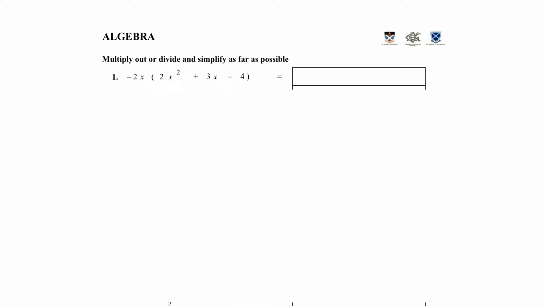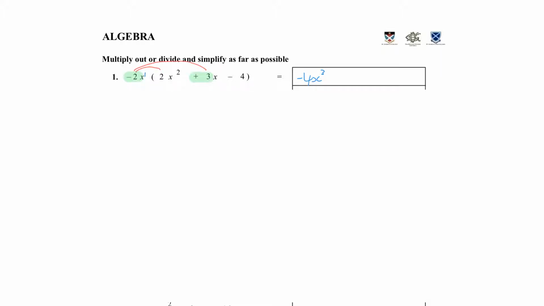And what we have to do here is distribute. So we're saying minus 2x times 2x squared. And so minus 2 times 2 is minus 4. And x times x squared is x cubed, because we're adding exponents and x is x to the power of 1.